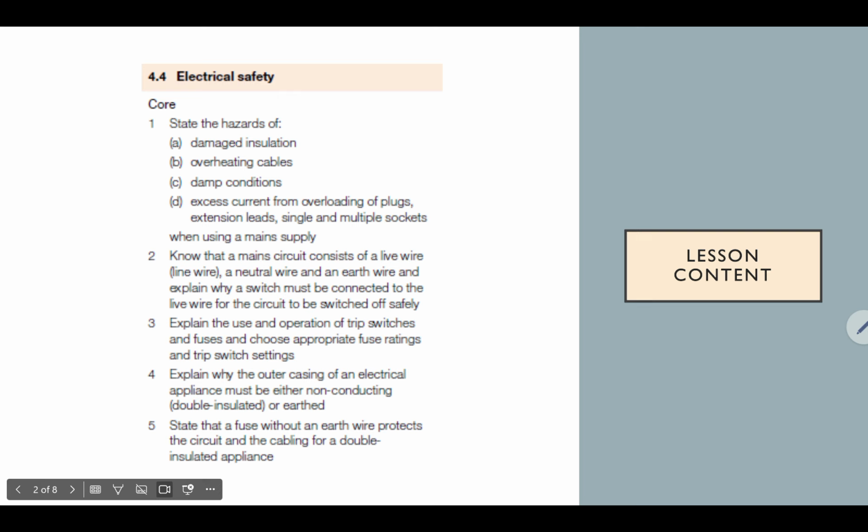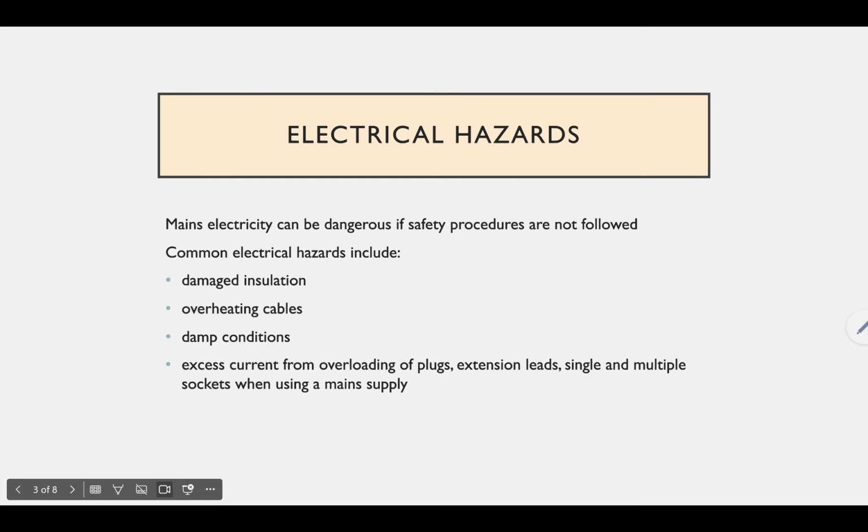What are electrical hazards? Mains electricity can be dangerous if safety procedures are not followed. It could include hazards like damaged insulation, overheating cables, damp conditions, excess current from overloading of plugs, extension leads, single and multiple sockets when using a main supply.